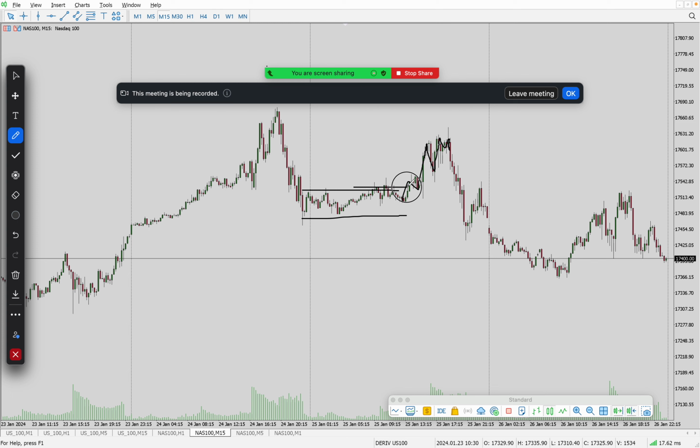Price comes out of an Asian London consolidation. This is the Asian session in here, and this is the London session in here. Price was consolidating throughout both sessions. Then from the beginning of the New York session all the way till midday New York, we got this price action comprised of what we call a stop hunt.